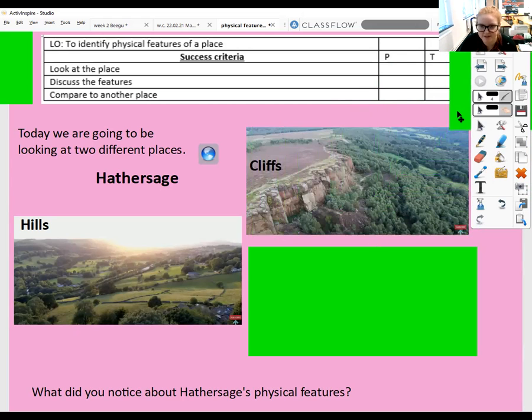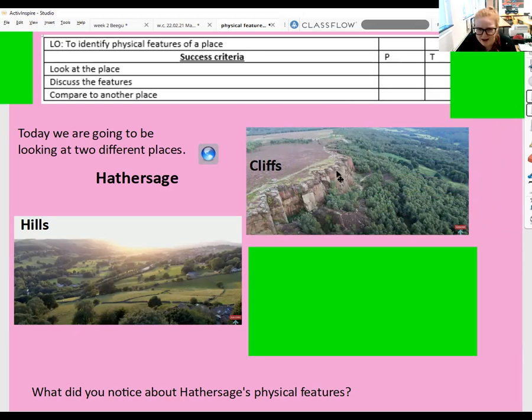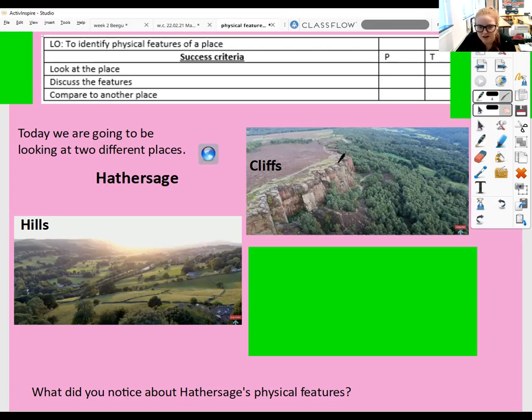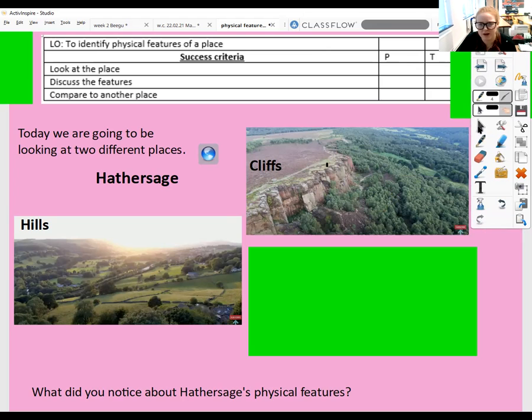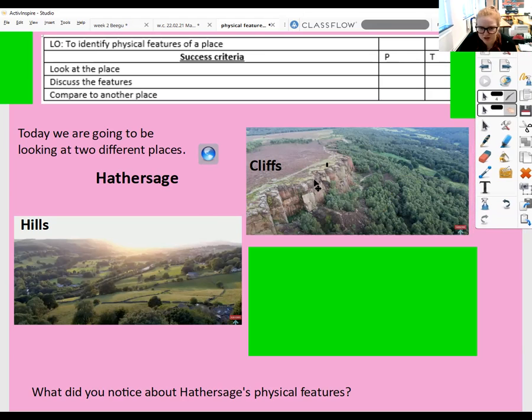Cliffs. We definitely saw some cliffs. So we said that there were these great big cliffs in Hathersage, or around Hathersage, maybe not in the village itself, but around Hathersage. If you're a person, you might only be this big on this cliff. If you're this big, you're not going to be able to walk up this cliff very easily. You're not going to be able to walk over the top of it because it's very, very steep.